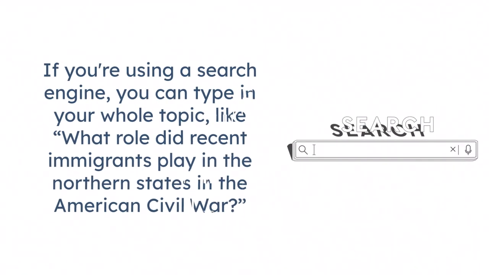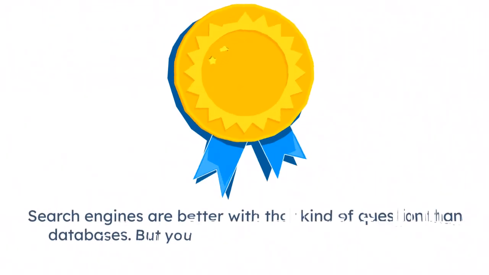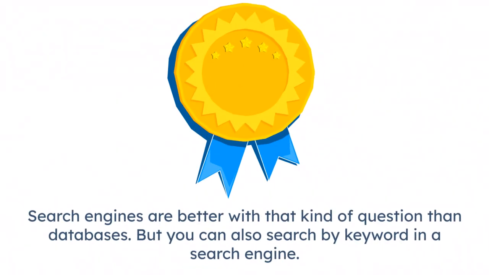If you're using Google or another search engine, your strategy will be much simpler because you can type in your whole question. What role did recent immigrants play in the northern states in the American Civil War? Search engines are much better than the databases with this kind of question. However, if you already have keywords from searching in the databases, you can try those too.